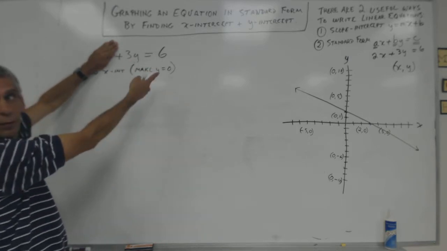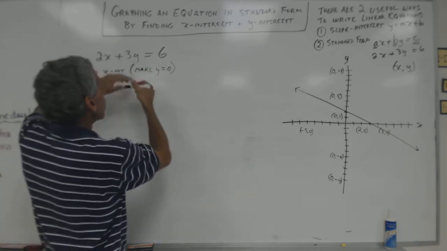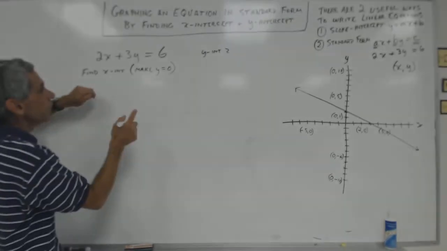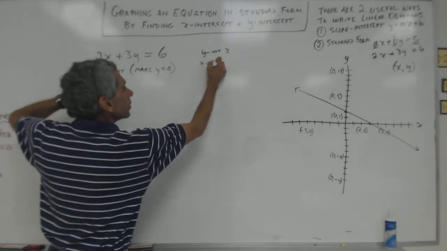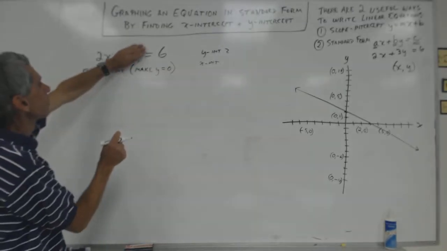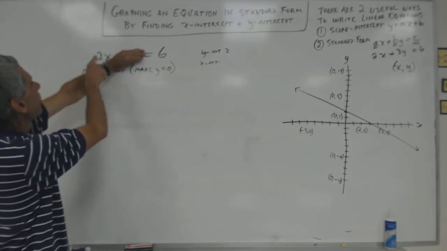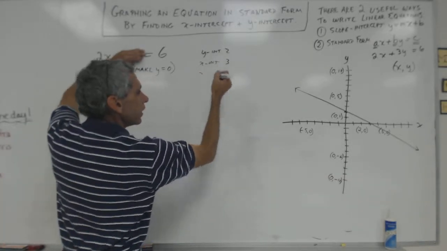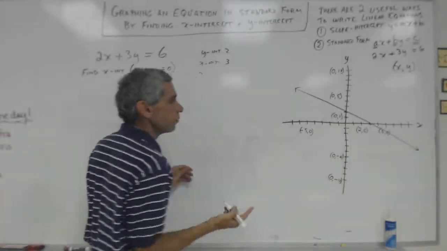So what is the y-intercept? It's 2. So y is 2, right? Y-intercept is 2. All right. Now to find the x-intercept, I make y 0. I cover that up, right? 2x equals 6, divided by 2, x equals 3, right? So 2 and 3. Boom.